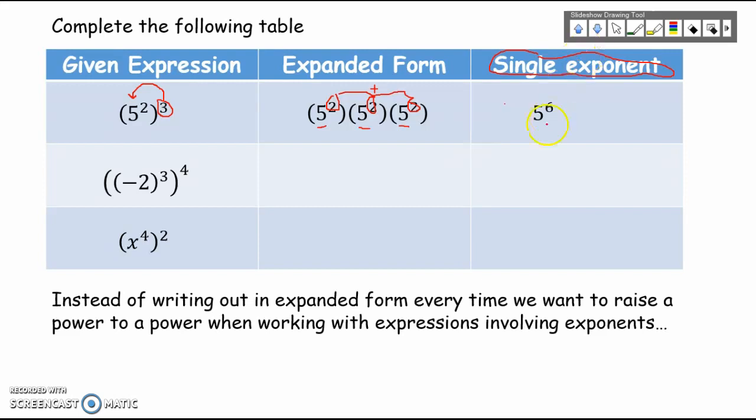Let's take a look down here at the x to the 4th raised to the second power. Remember, this 2 on the outside tells us how many times we are going to multiply our base times itself. And in this situation, x to the 4th is the base. So we are going to multiply x to the 4th by itself 2 times. So let's go ahead and see what that looks like.